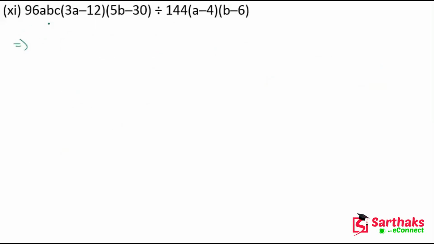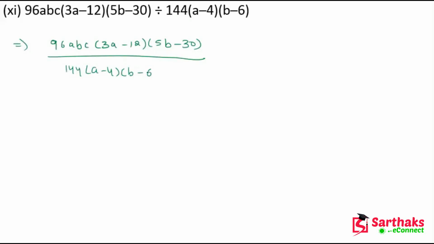Yes, now next question here, you can see that now we have 96 ABC into 3a minus 12 into 5b minus 30. Okay, and it is divided by 144 into a minus 4 into b minus 6. Got it? Now here you can see that in this expression we can take 3 as a common. So this will become like 3 into a minus 4, similar to this, and from this expression we can take 5 as a common, so this will become like 5 into b minus 6, similar to this.